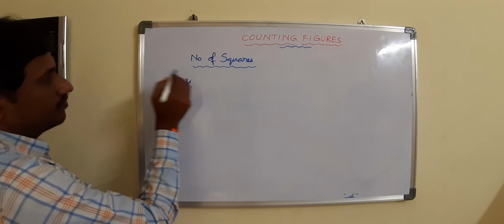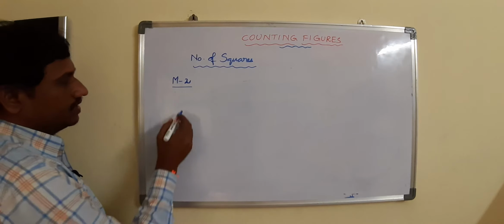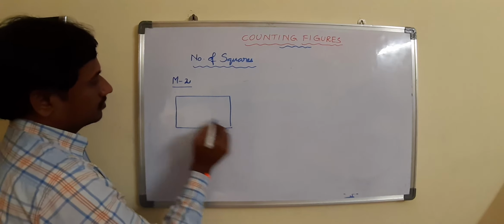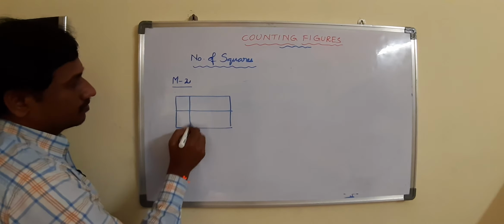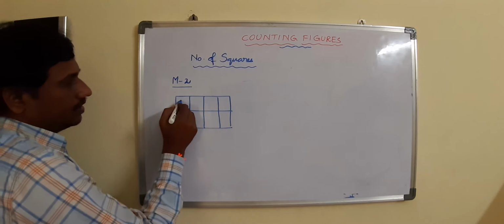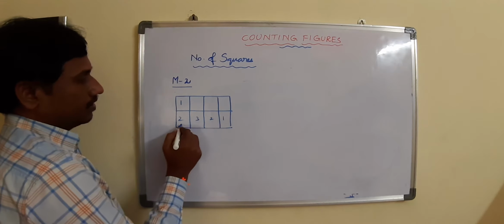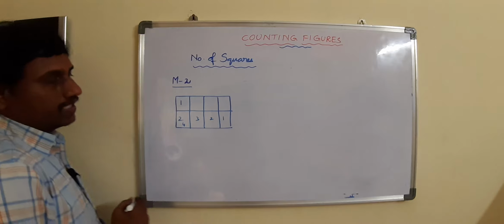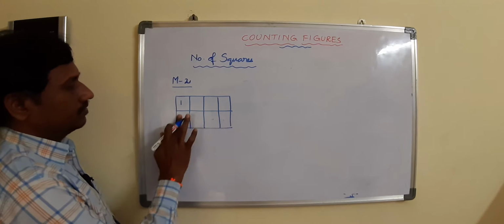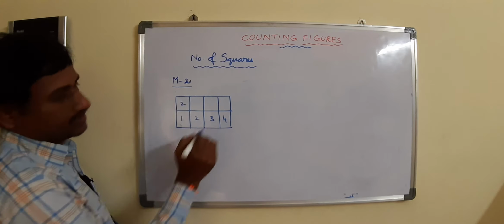If row wise squares is not equal to column wise squares, how to do? See here. Observe here. Here column wise we are having 2 and row wise 1, 2, 3, 4. That means this type of problems you can do better. We'll do counting like this: 1, 2 here, 1, 2, 3, 4. Then it is easy. Okay.